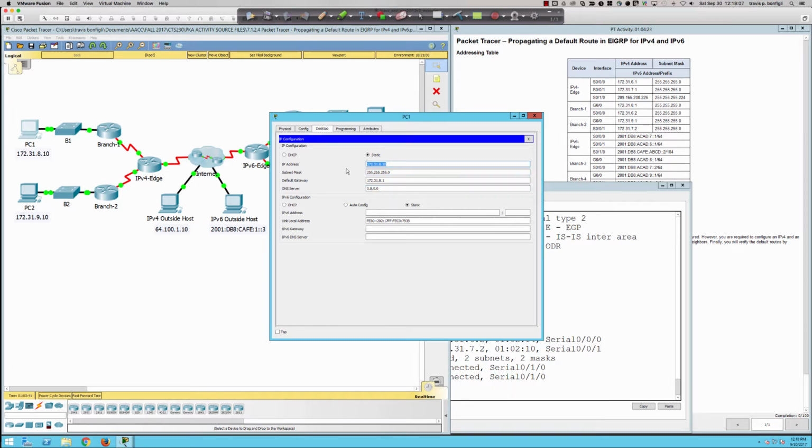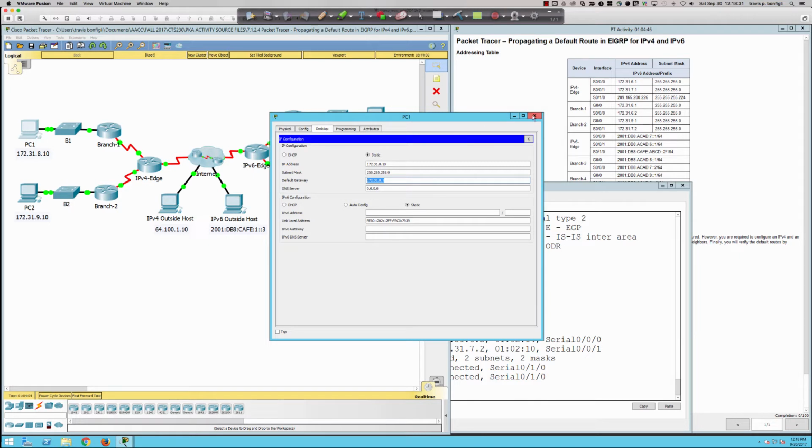Now, PC1 is going to realize at that moment, hey, that is not on my local network, right? Clearly, that is not on the 172.31, so I need to send that traffic to my default gateway, my default router, right? My safety net, whom I send all of my traffic to that I don't know how to get to on my own. So PC1 sends those packets here to branch 1.